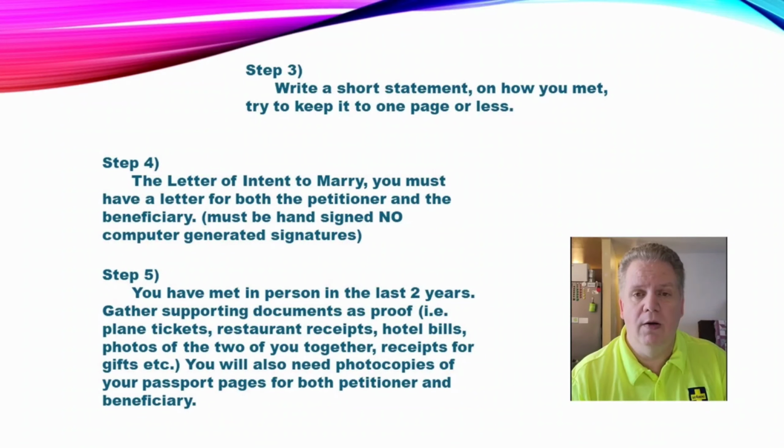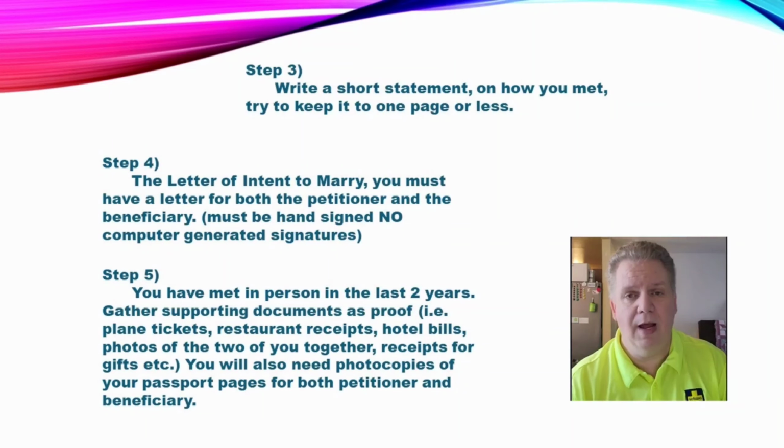Step 4, the letter of intent to marry. This is something that the petitioner and the beneficiary both have to have, one for each. Make sure they are hand signed and not computer generated signatures. So they won't accept it if it's a computer generated signature. Keep that in mind.